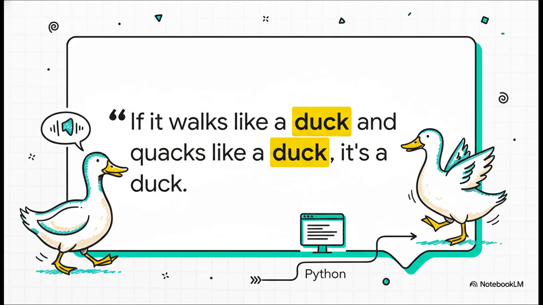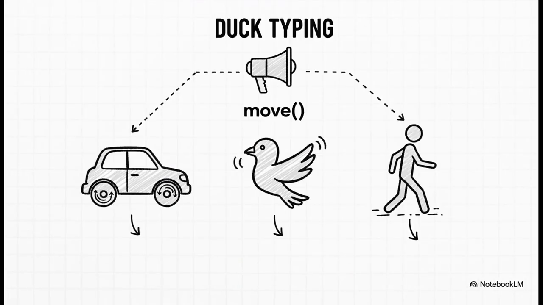But Python has its own special flavor, its own philosophy, and it's captured perfectly in this famous saying. This idea is the secret behind Python's uniquely pragmatic and flexible approach to polymorphism. Now, this is where things get really interesting.